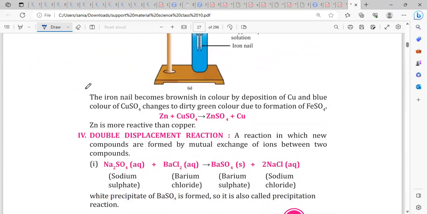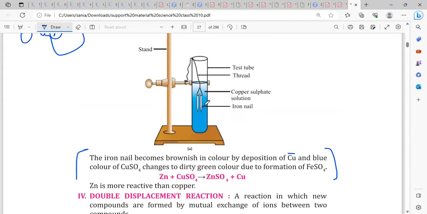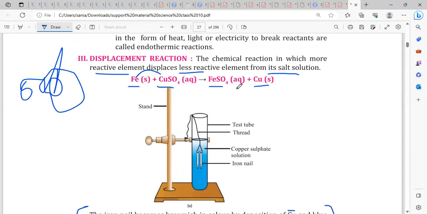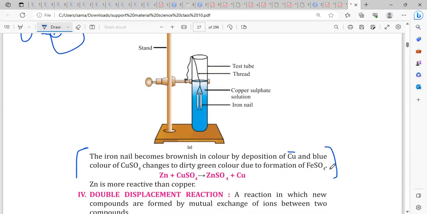Okay, now this one is very important. The iron will become brownish in color by deposition of Cu, and the blue color of CuSO4 changes to dirty green color due to formation of FeSO4. Earlier the color was blue because it was CuSO4, but after the reaction the color will be green because now it is FeSO4. When it was only Cu, it was brown. When it was CuSO4, it became blue. But now when it is FeSO4, it becomes green. Clear? This is what you have to remember: what the color change is because of.